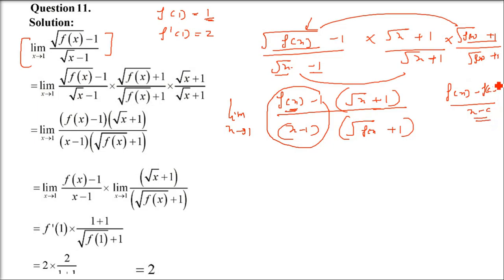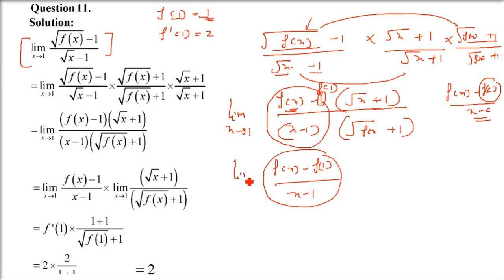So as I'm saying, fx minus fc by x minus c is f dash c. So here just put f1 because f1 is 1. So fx minus f1 by x minus 1. Now this is a proper differentiation, that is f dash 1. This is f dash c, right? So that is why I wrote f dash 1.